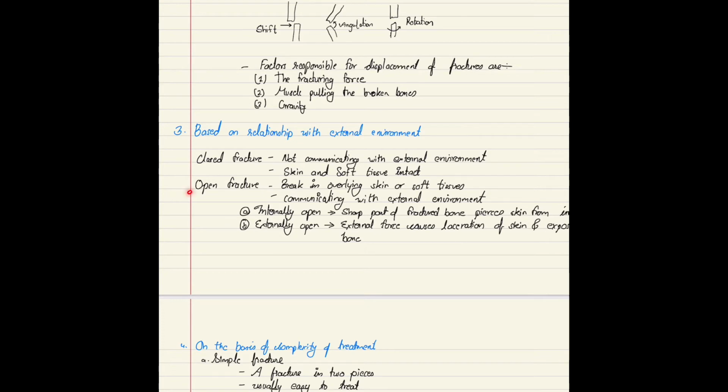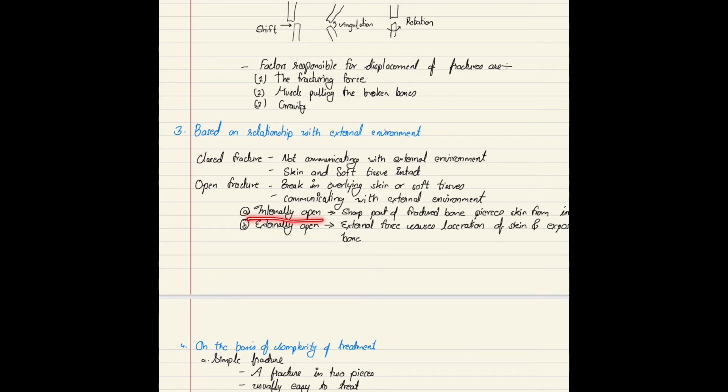But in case of open fracture, we can see the bone. Okay, so there is break in the overlying skin and the soft tissues, and so the bone will communicate with the external environment, hence we can see the bones from outside. And the open fracture can be of two types: internally open and externally open.